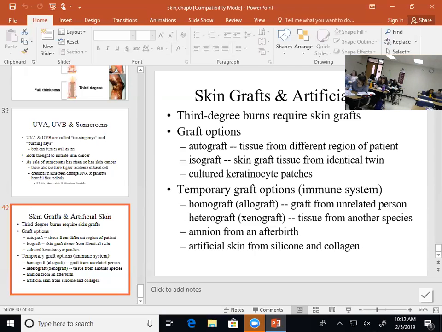HPV. Human papilloma viruses cause warts. So anybody who's ever seen a wart or had a wart, it was viral. It was a virus that did that to the skin. Most warts are going to be self-limiting. Most are going to be gone within a couple of years, but some people can be really prone to these types of skin viral infections.